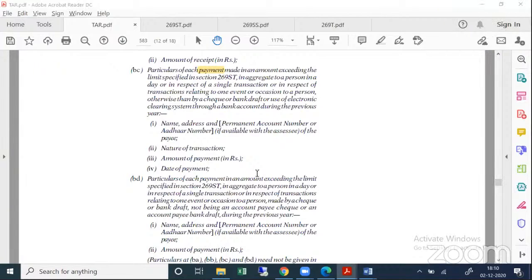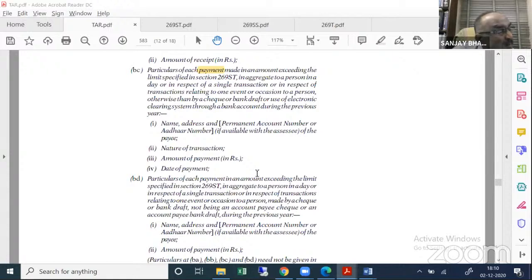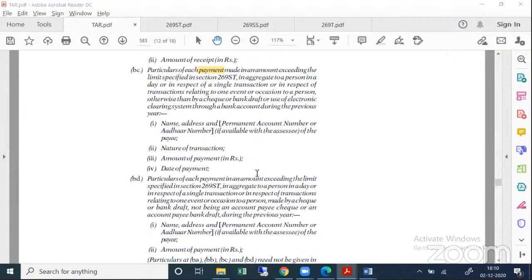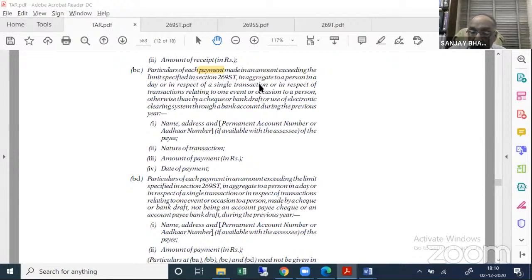See, here in this particular serial number BD, they have asked us what? Particulars of each payment made in the amount exceeding the limit specified in section 269ST. So the tax auditor does not have any scope to see whether that section is applicable or not. It is only to report whether there has been a payment more than 2 lakh of rupees, because 2 lakh has been mentioned. The question is not whether 269ST is applicable or not.